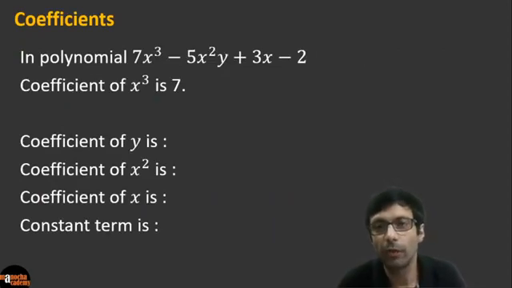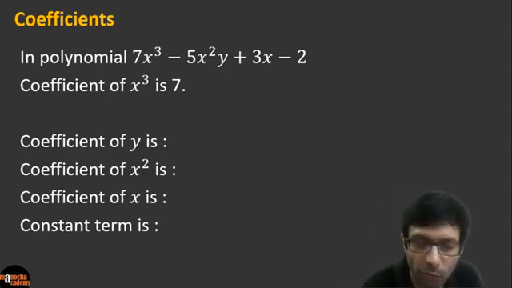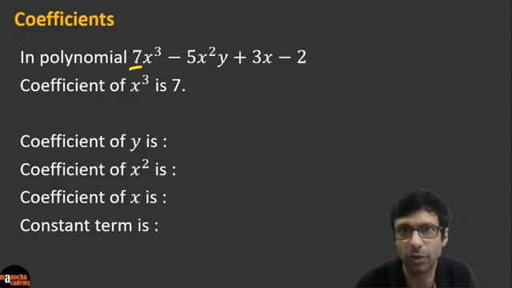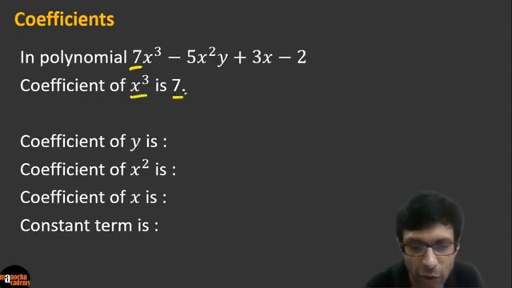Now let's talk about the coefficients in a polynomial. If you take a look at this polynomial I have given, it contains both variables, x and y, as you can see. It's 7x cubed minus 5x squared y plus 3x minus 2. Here's an example: the coefficient of x cube is 7. If you look at x cube, the part that's remaining in the term is 7. So we say 7 is the coefficient of x cube.